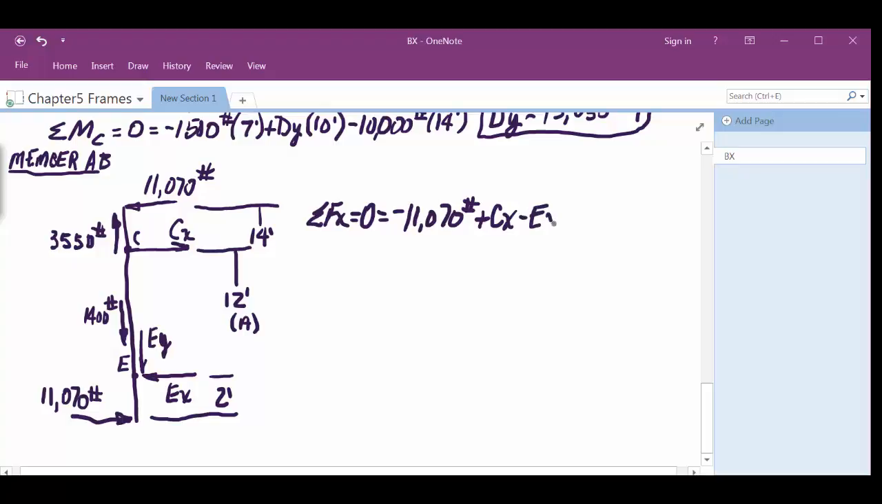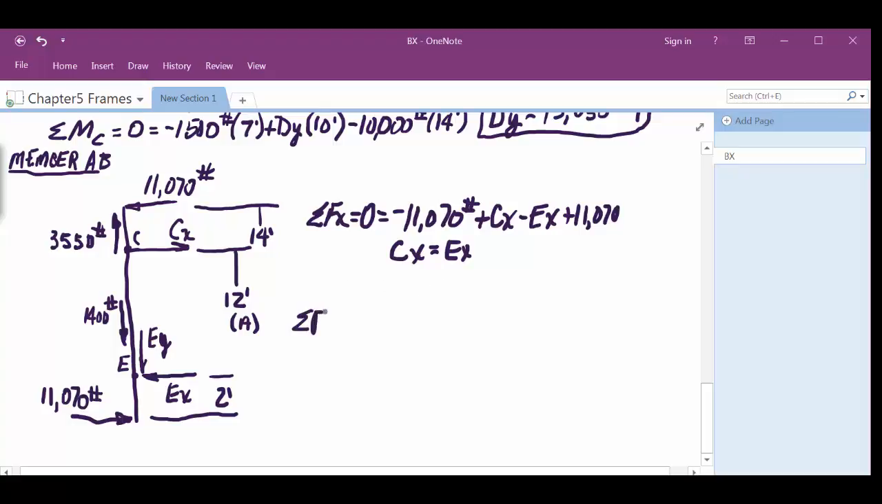Plus CX, minus EX, right? Plus 11,070. Well, what do we end up with there? CX equals EX, don't we? The two 11,070s cancel out, and CX minus EX, well, if you leave CX where it's at, put the EX on the other side, then you know they're equal.